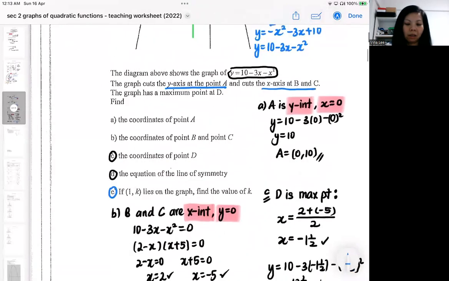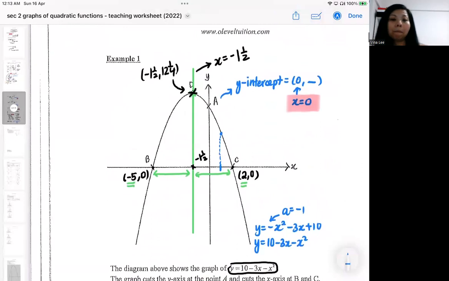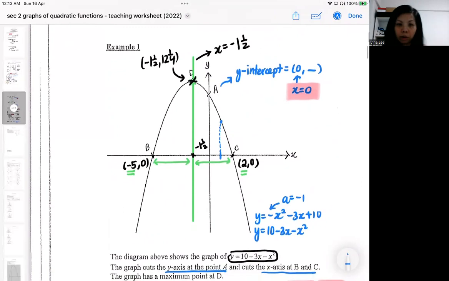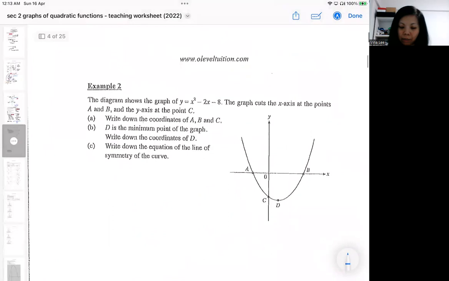So all these are the standard procedure: the property of x-intercept, the property of y-intercept. Then the turning point, the maximum point or the minimum point, is also known as the turning point. So they are the same thing. And then the equation of the line of symmetry. Okay, so I'm going to show you example 2 based on the same thing again.